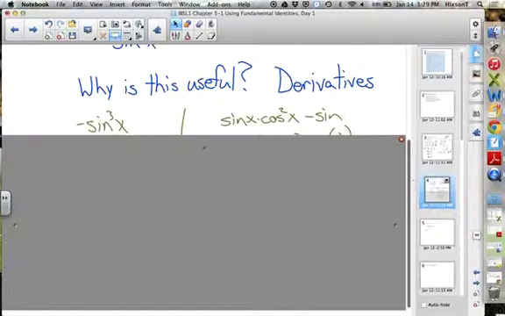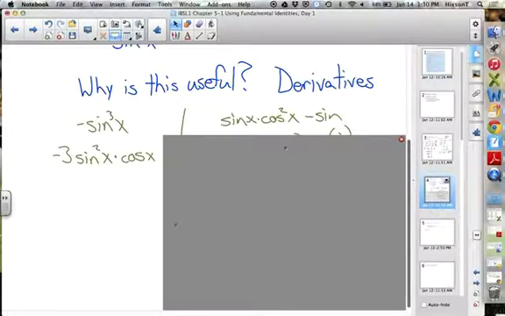But let's look at the process for doing this. If I took the derivative of this, I'd bring the 3 out in front, I'd change the exponent down to a 2, and then I'd have to take the derivative of sine itself, and I'd get cosine. So that would look like this, all right? Which I could just write down the answer to. It's one line, okay?